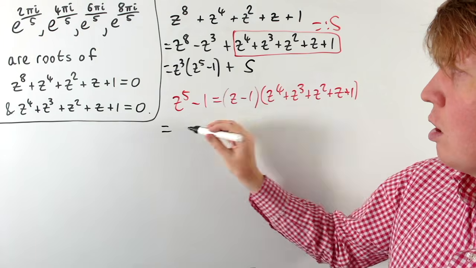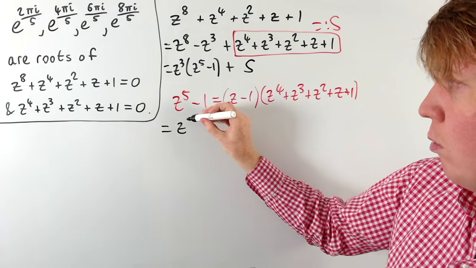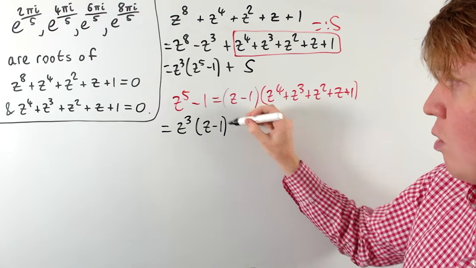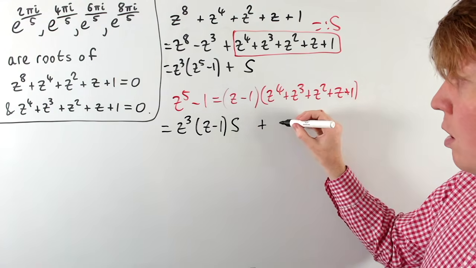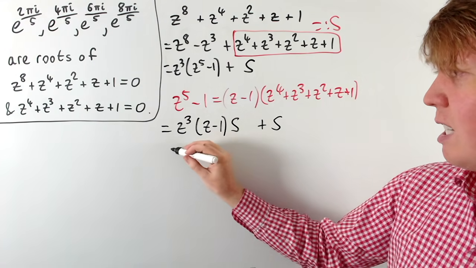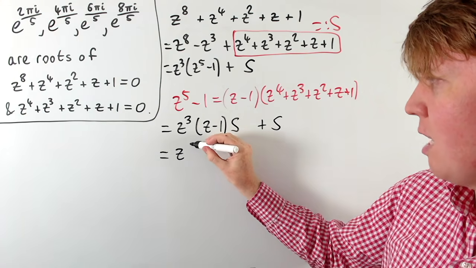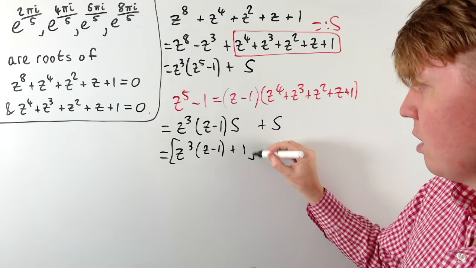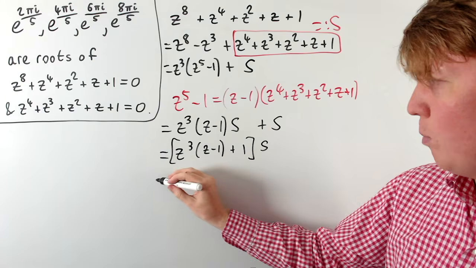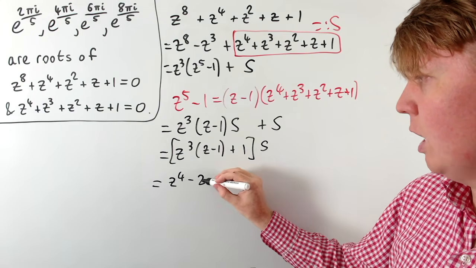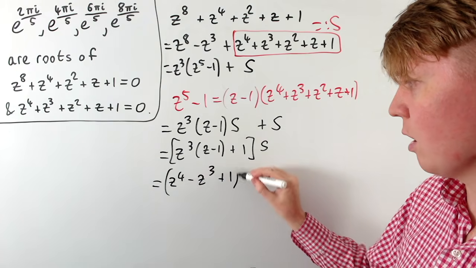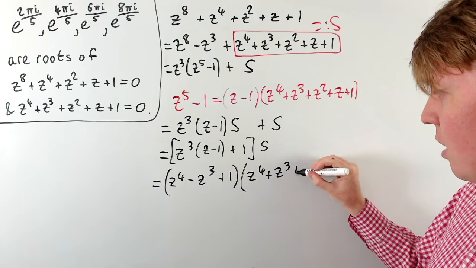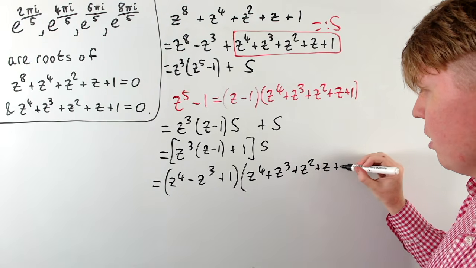which we can call s. So then we've rewritten our original expression as z cubed, and then z to the 5 minus 1 rewritten as z minus 1 times s, and then we've also got plus another 1 times s. So we can factorise this as z cubed times z minus 1 plus another 1, all of this times our sum s. And when we expand this bracket, we're going to get z to the 4 minus z cubed plus 1 in brackets, multiplied by our sum s, which we'll write out in full now: z to the 4 plus z cubed plus z squared plus z plus 1.